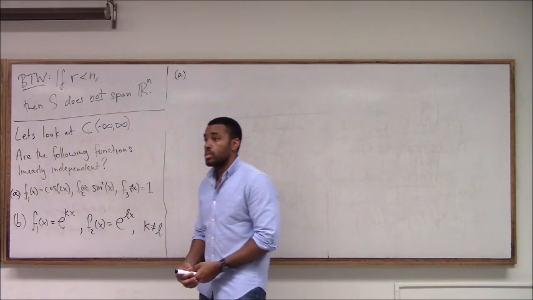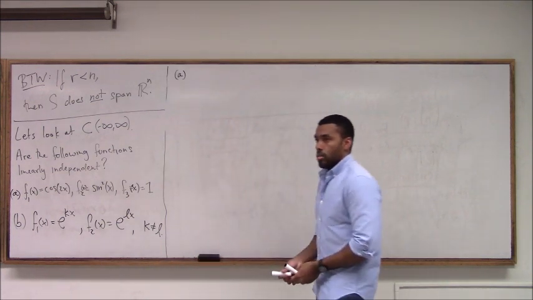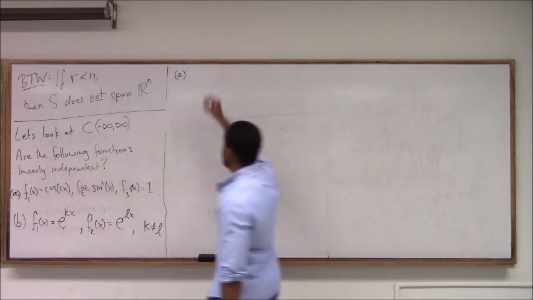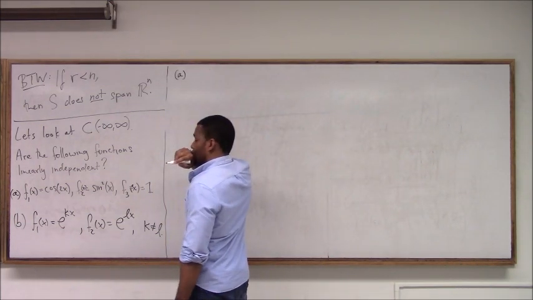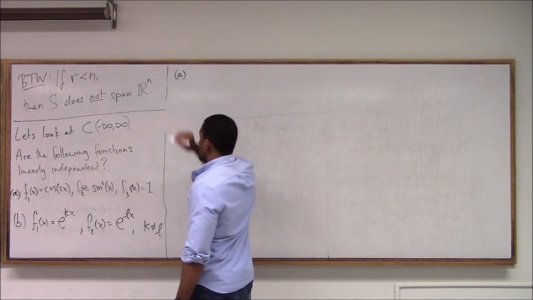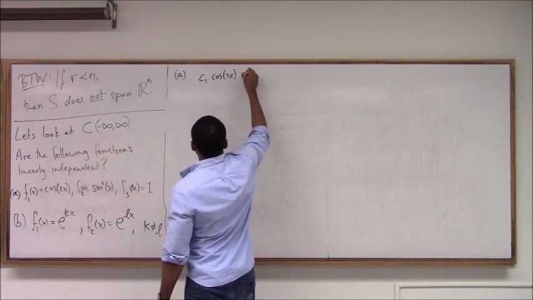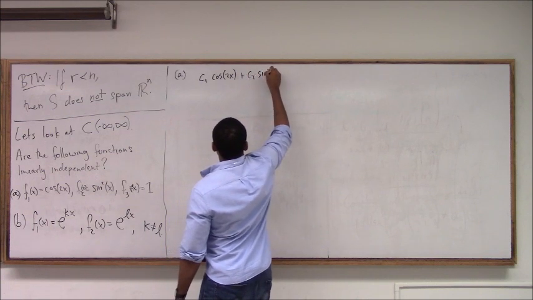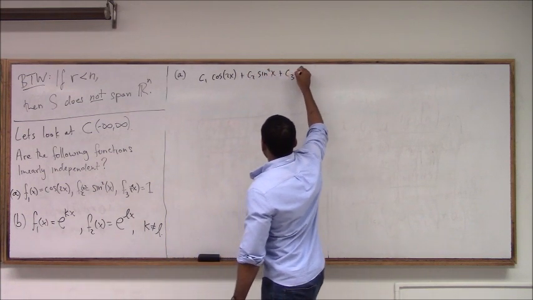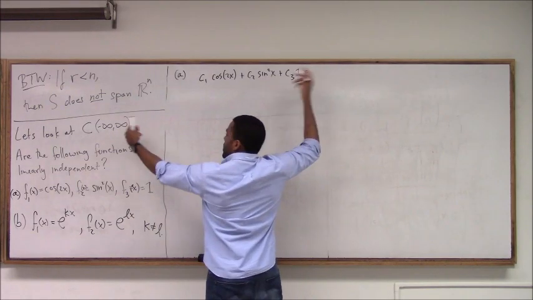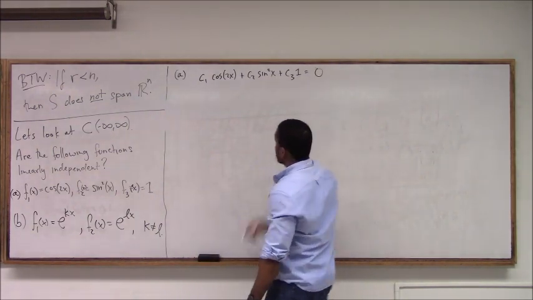Yeah? How do you know? I mean, you can just set C1 cosine 2x plus C2 sine squared x, plus C3, equals 0. So the zero vector here is the zero function.